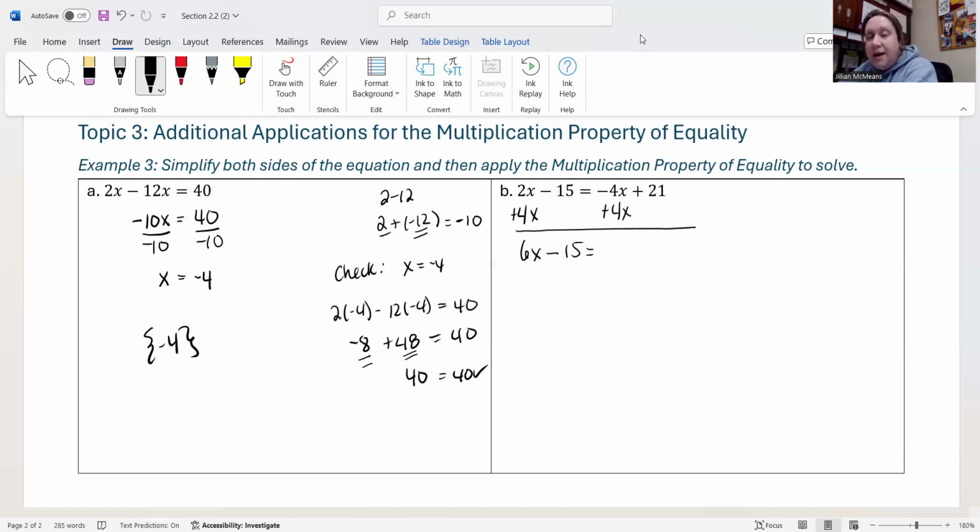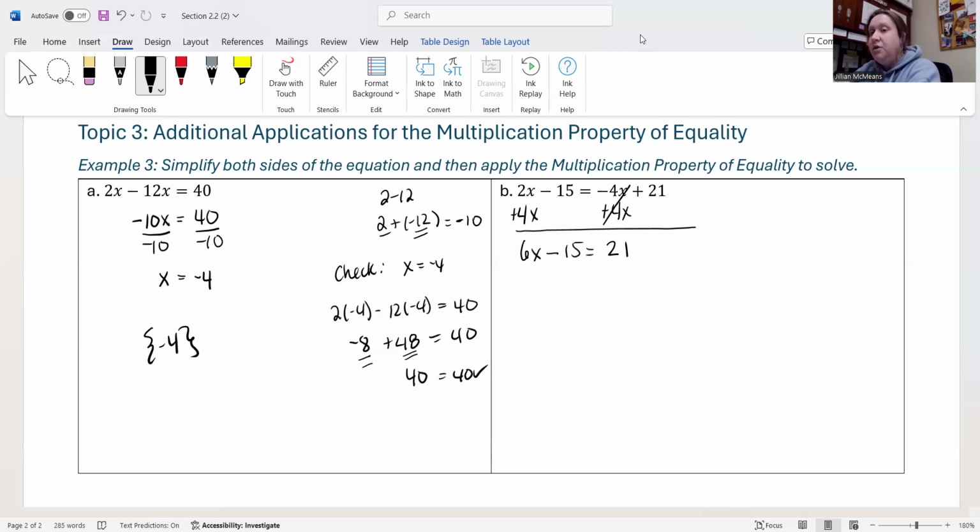But then on the right, negative 4x plus 4x just becomes 0. Those x's cancel each other out to become 0. So I get 0 plus 21, which is 21. The good news is I have a single variable term, but it's not by itself. In order to apply the multiplication property of equality, I have to have a single variable term equaling a single constant term. This minus 15 is an issue.